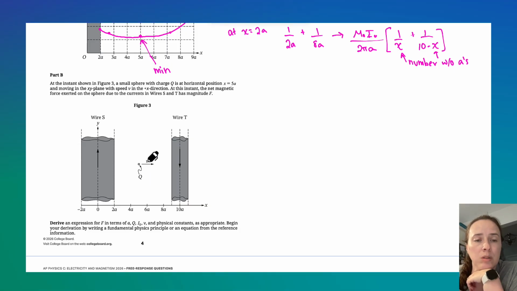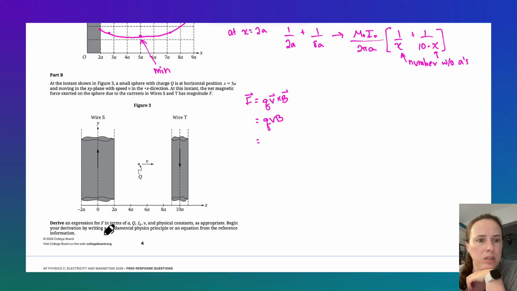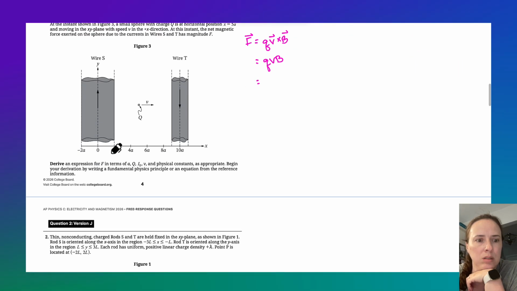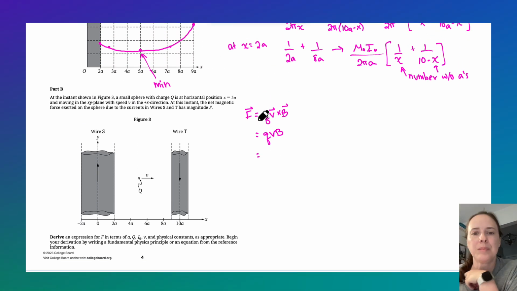Okay, so we have a charge moving in a magnetic field. So that's our good old F equals QV cross B equation. We coincidentally already found our B up here. V is perpendicular to B, so that's going to be QVB. Do we need to find the direction too, or just the magnitude? It doesn't say. All right, so our charge is Q, our speed is V.